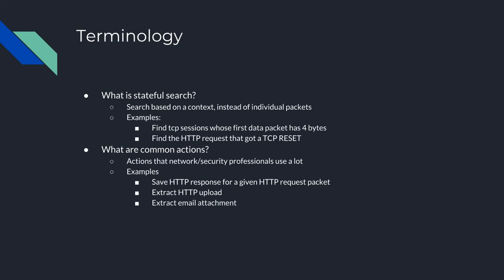We touched on the concept of stateful search. So what is a stateful search? It's a search based on a context instead of only on individual packets. For example, if you want to find TCP sessions whose first data packet has exactly 4 bytes, this is something you can't do in a stateless search, because if you look at a data packet with 4 bytes, it's hard to say whether this data packet is the first data packet in a session without the context.